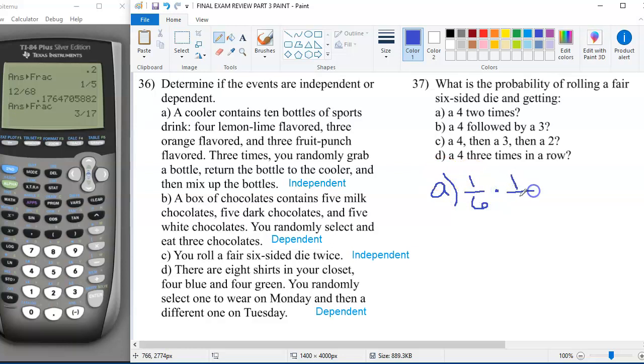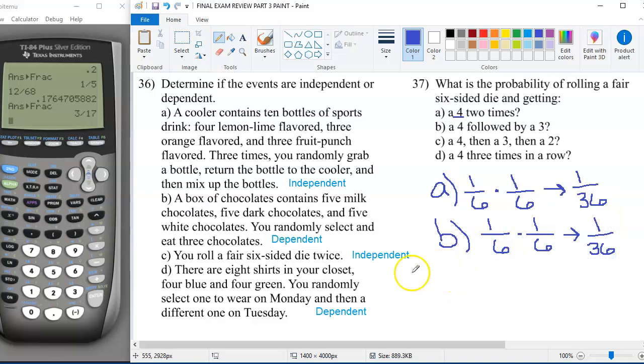Again, dice are independent events, which means you can really just multiply one probability by the other. So the probability of you rolling a 4 is 1 out of 6. Doing it again is 1 out of 6. So overall, it's 1 out of 36. Same thing here. A and B have the same answer because the probability of rolling a 4 is 1 out of 6. The probability of rolling a 3 is 1 out of 6. So you multiply that out, you get 1 out of 36 again.